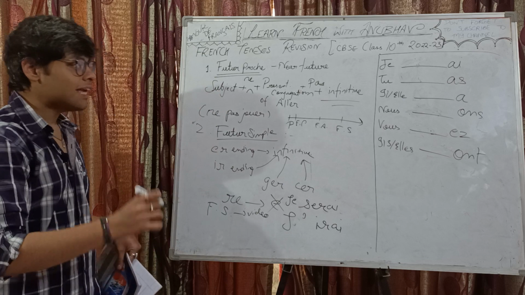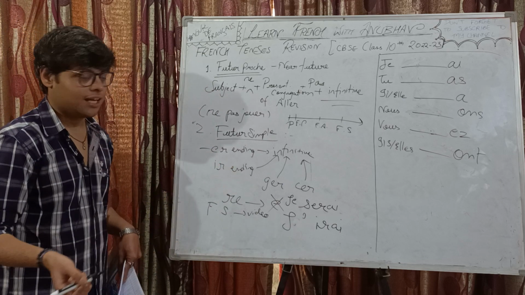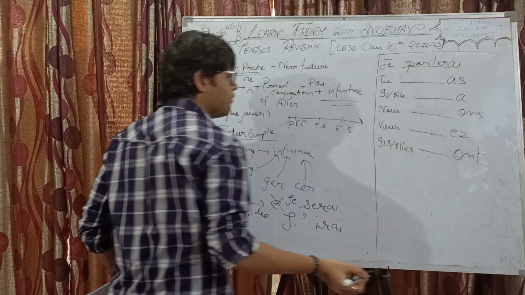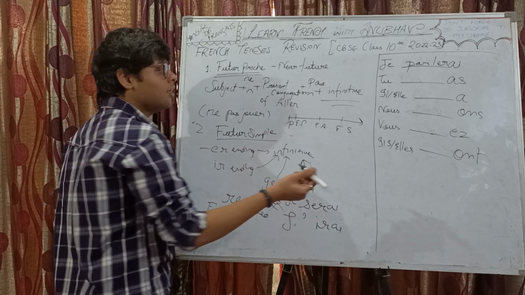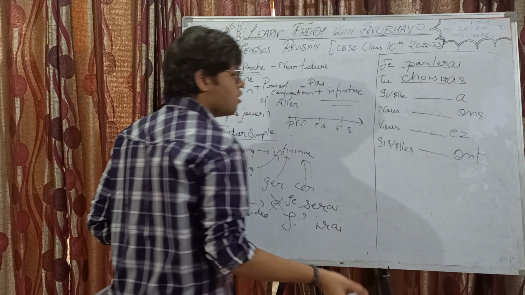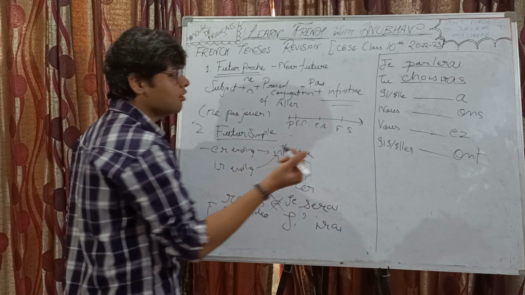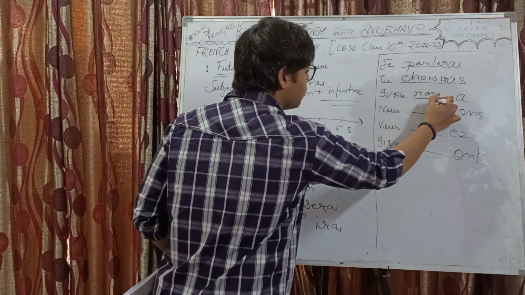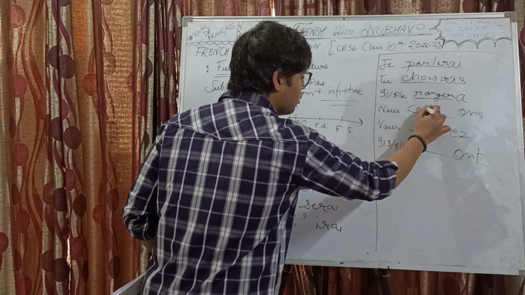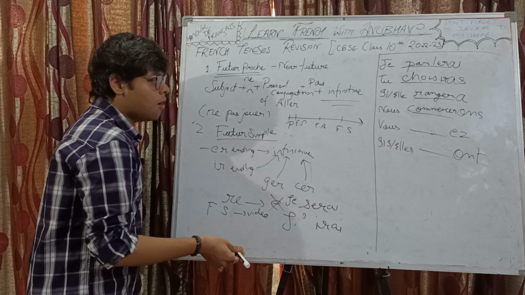So now quickly let's see how to form it. Let's say for an ER ending verb we are taking parler. So je parlerai. Very easy. For IR we can take choisir. So il choisira. For GER we can take ranger, elle rangera. For CER we can take commencer, ils commenceront.